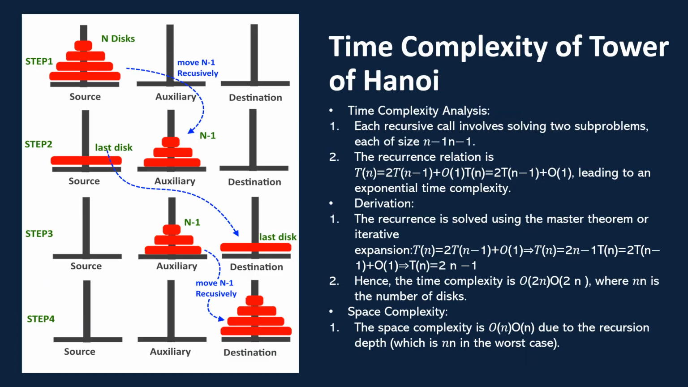Let's analyze the time complexity of this algorithm. Time complexity: each recursive call involves solving two subproblems of size n minus 1. Space complexity: the space complexity is O(n) as the maximum recursion depth is equal to the number of disks. As you can see, the Tower of Hanoi's time complexity grows exponentially with the number of disks.